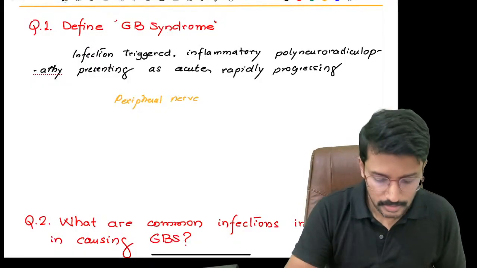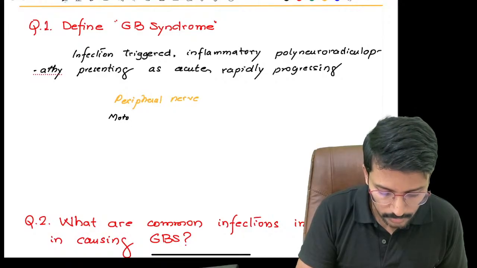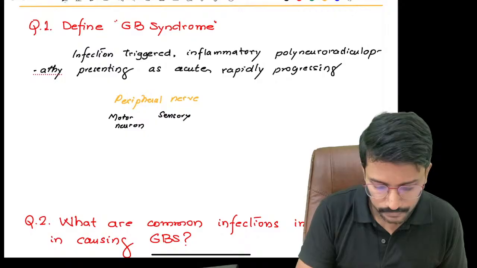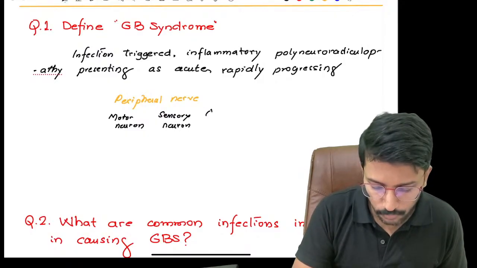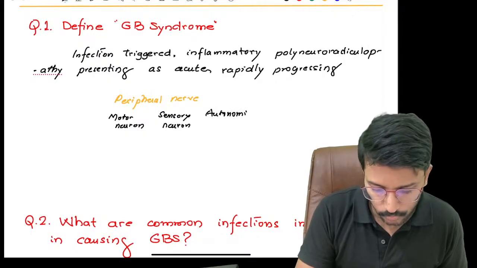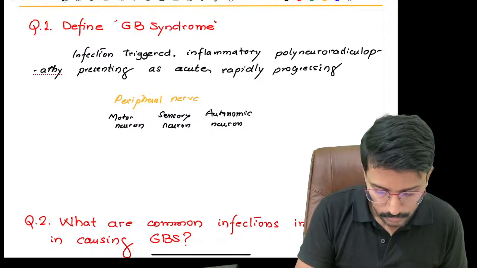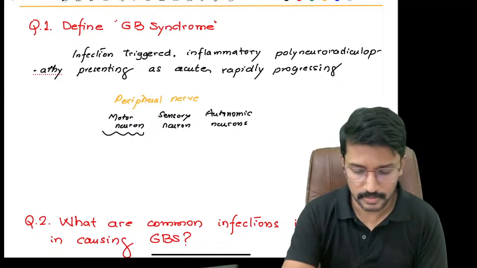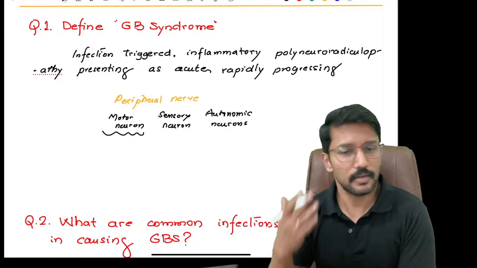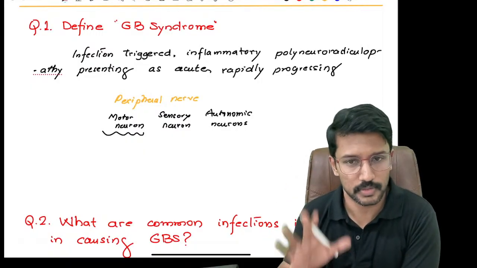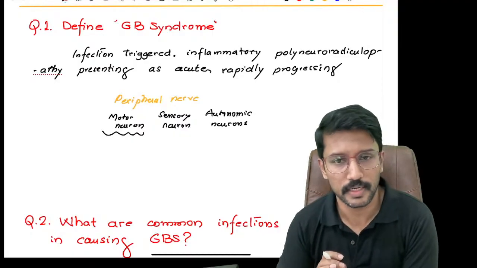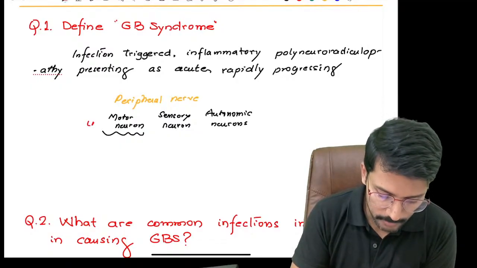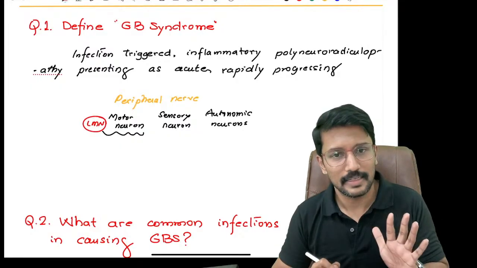What are its components? It will have a motor neuron, it will have a sensory neuron, and it will have autonomic neurons, right? So when motor neurons get affected, what is the consequence? The patient will develop weakness. Now in peripheral nerves, be it cranial nerves or the spinal peripheral nerves, in the peripheral nervous system, what kind of motor neurons do we get? We get the lower motor neuron. So we are primarily talking about lower motor neuron being involved, right?